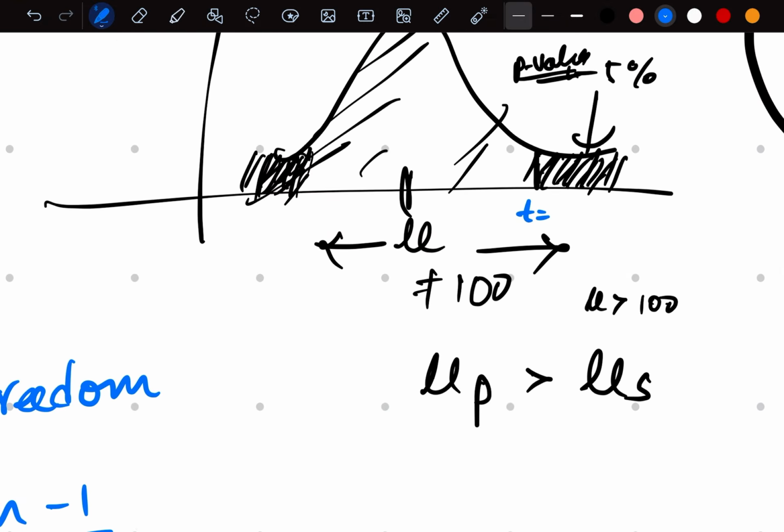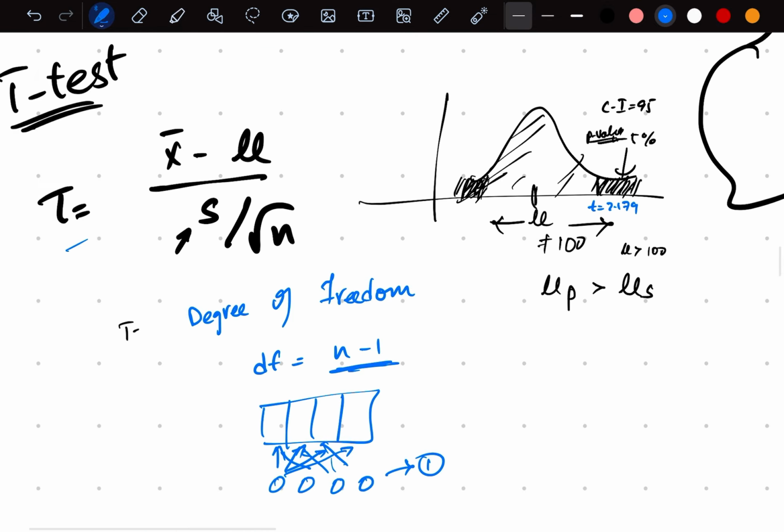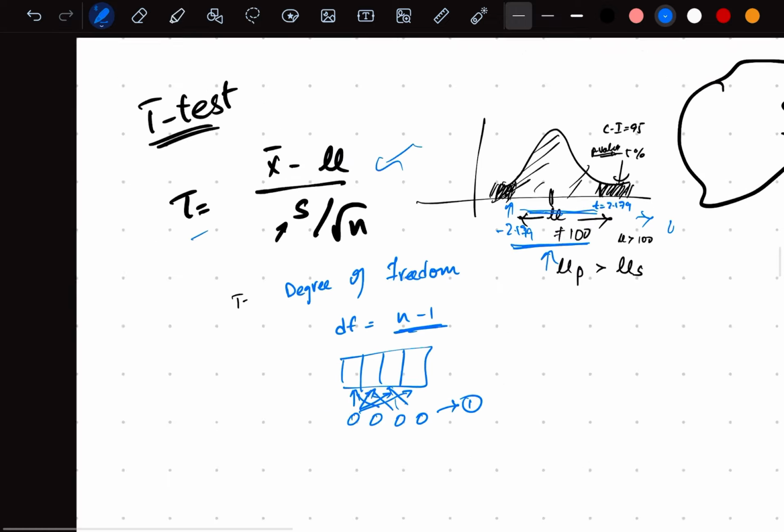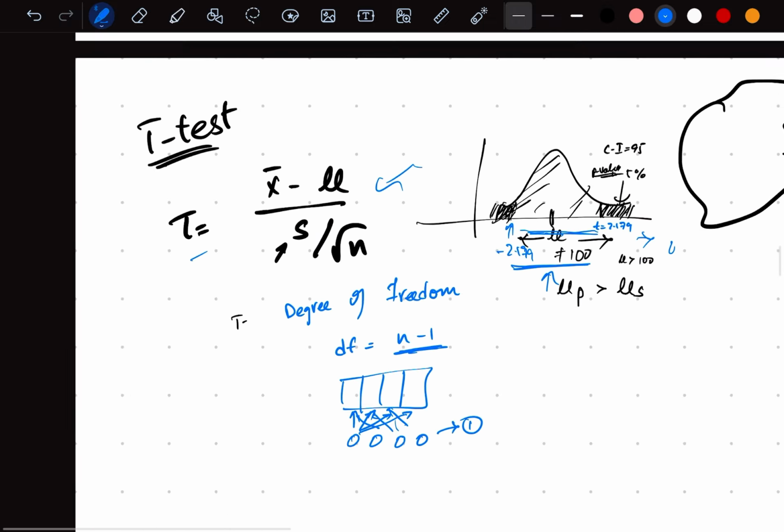So the t-value is 2.179. Same thing, you'll calculate the value, put the values inside, and you'll get the t-value. If it is greater than this point, then you'll reject it. If it is two-tailed test, the other limit would be minus 2.179. So if the value lies in between these two ranges, then you'll accept the null hypothesis. So that is the t-test.